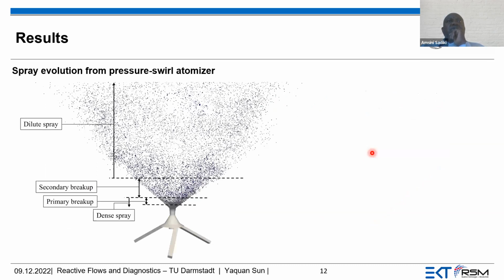So to follow now the spray evolution, we separate these domains. So we have the secondary breakup and the primary breakup. And this is the area where we have dense spray. And here we have dilute spray.